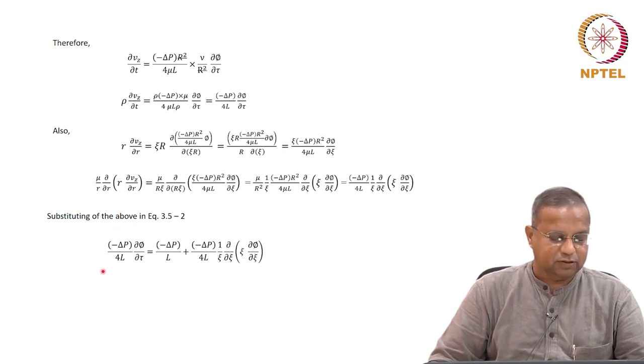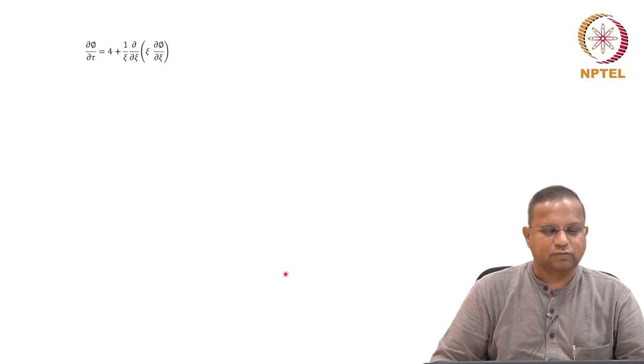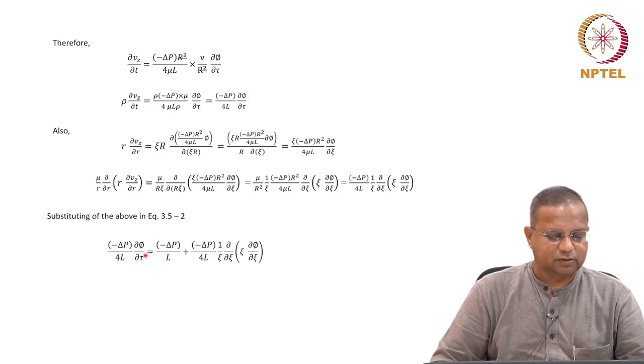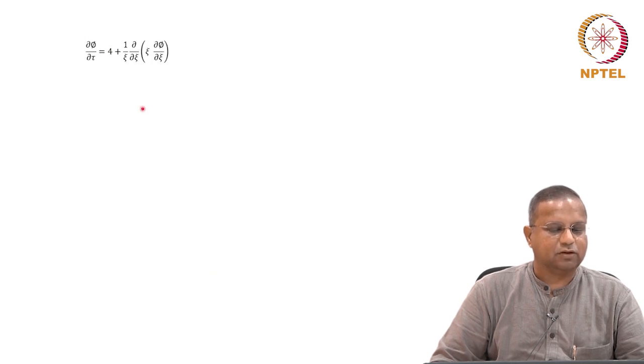Minus delta p by 4l ∂phi/∂tau equals minus delta p by l plus minus delta p by 4l, 1 by xi ∂/∂xi of xi ∂phi/∂xi. This is the governing equation in terms of the non-dimensional variables, which can be simplified as ∂phi/∂tau equals 4 plus 1 by xi ∂/∂xi of xi ∂phi/∂xi, equation 3.5-6.